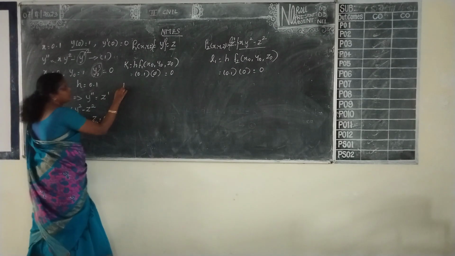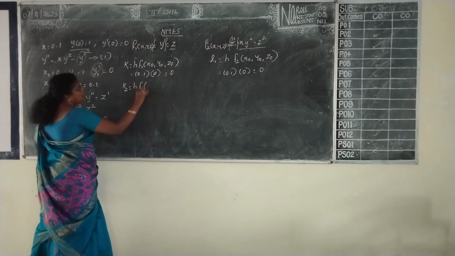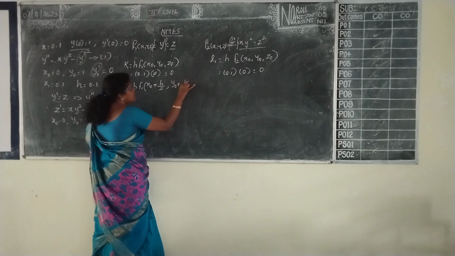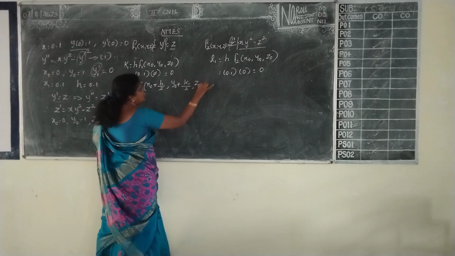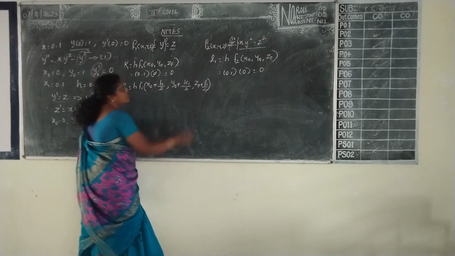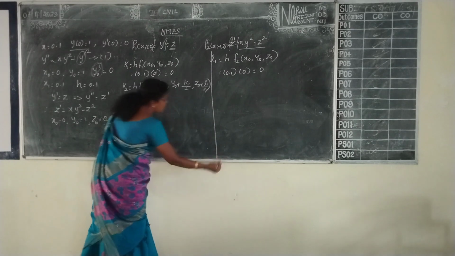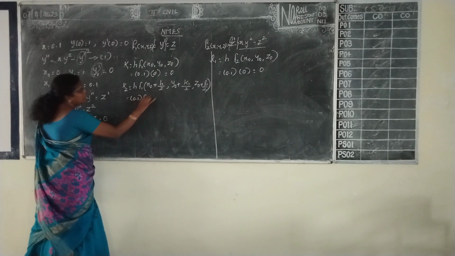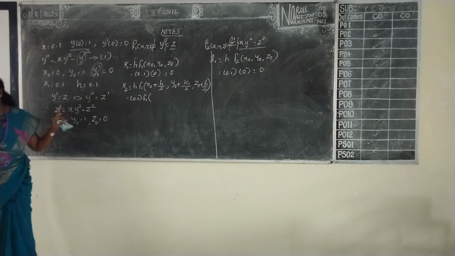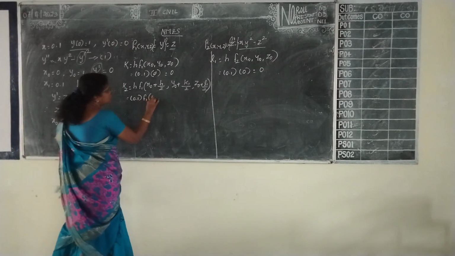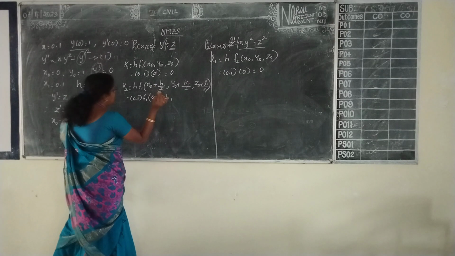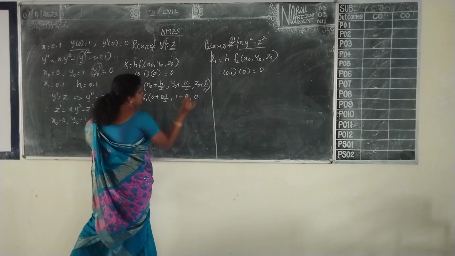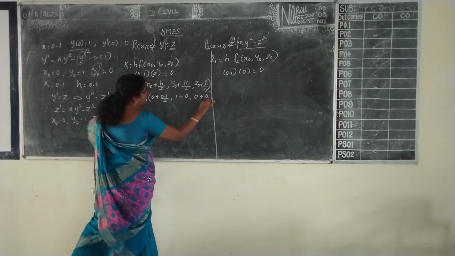Start with K2. F1 of x0 plus H by 2, y0 plus K1 by 2, z0 plus L1 by 2. Substitute carefully all the values. H is 0.1. x0 value is 0, H value is 0.1, so 0 plus 0.1 by 2. y0 value is 1 plus K1 value is 0. z0 value is 0 plus L1 value is 0.